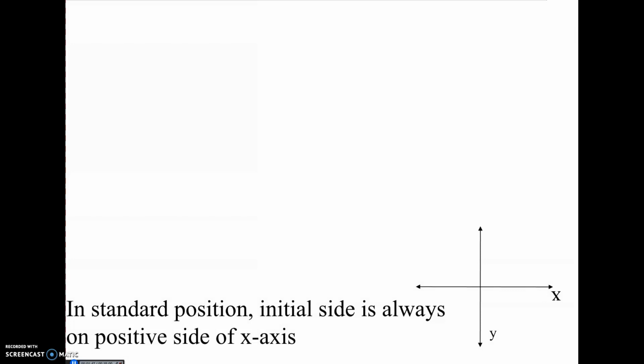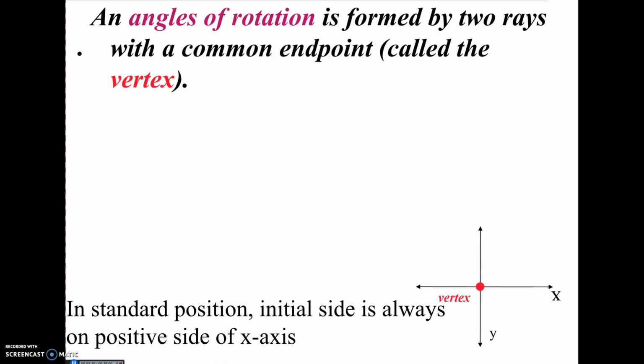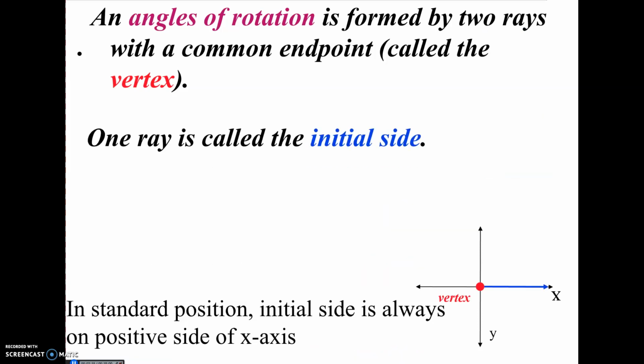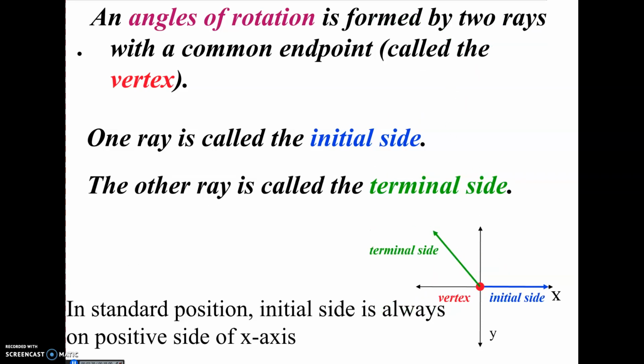Now there is a correct way to draw an angle and a wrong way. When you hear of an angle being drawn in standard position, the initial side, which is considered the starting side, because initial means the start, is always on the positive side of the x-axis. The rotation is formed by two rays with a common endpoint called the vertex. One ray is the initial side, right here, and the other ray is called the terminal side, because that's where the angle terminates.